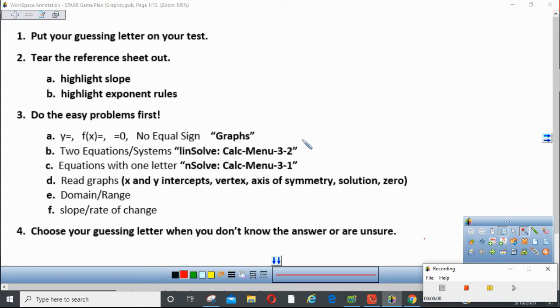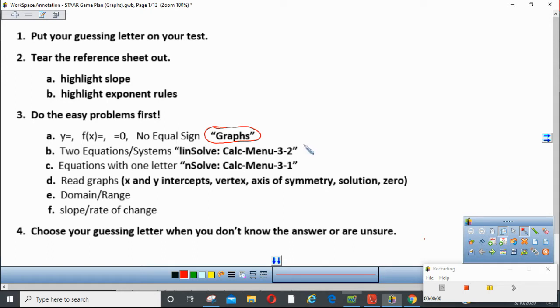Okay, so we're going to do a video to help us get ready for the STAAR test. And this particular video is the most important because it is over when we can use graphs in the calculator. And this is absolutely huge to passing the STAAR test.